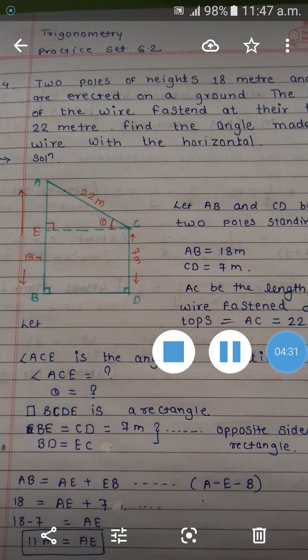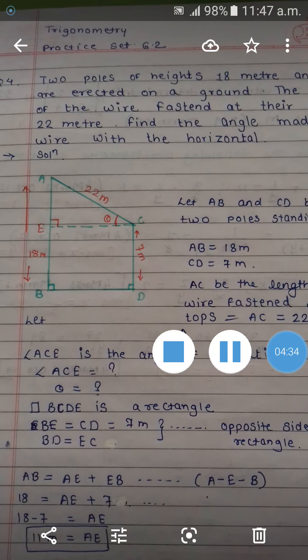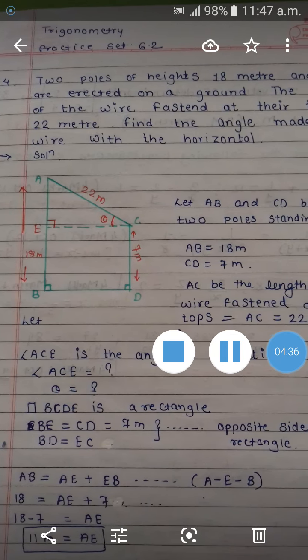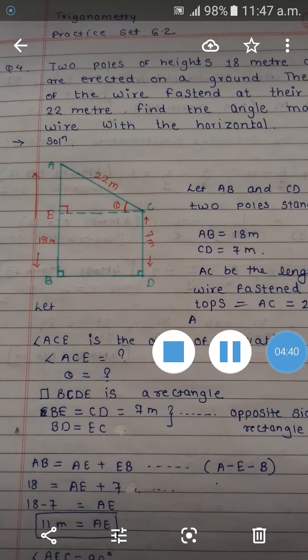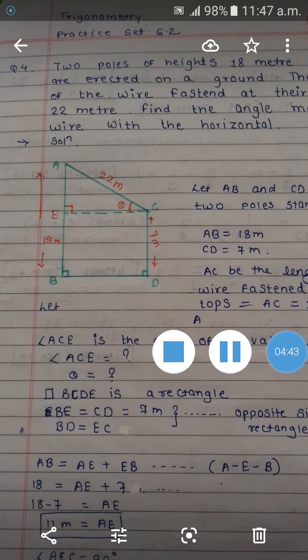And BD and BC. The length is not given, but still we will write it down because they are also sides of the rectangle, and we gave the reason: opposite sides of the rectangle. So after that, if you observe, what do we need?